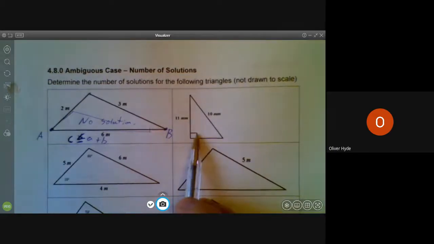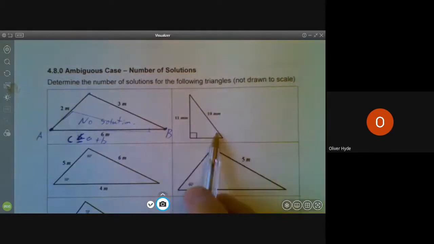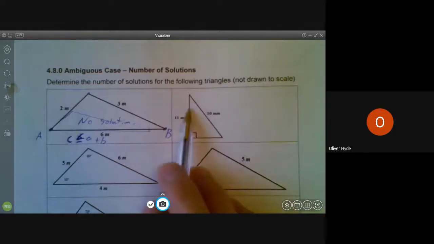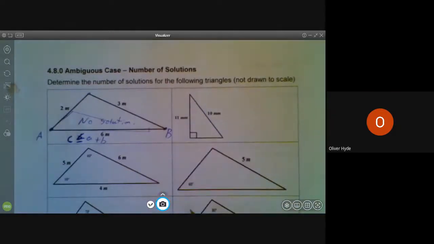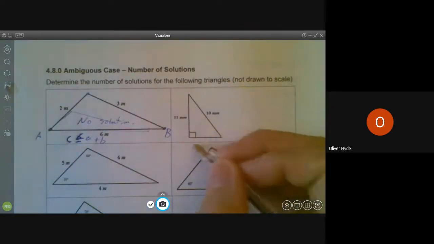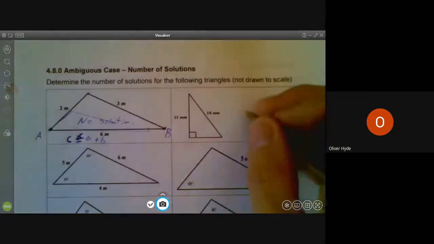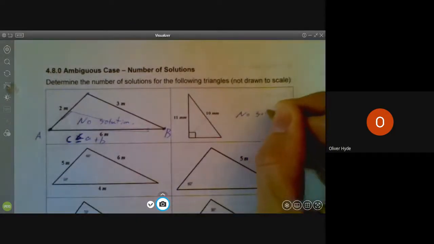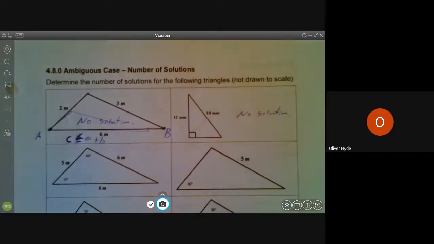The second situation, I don't think I need to jump in and use a tangent ratio or a sine ratio or a cosine ratio. It's going to fall apart. This is supposed to be the longest side. That's supposed to be the hypotenuse. There's no solution.